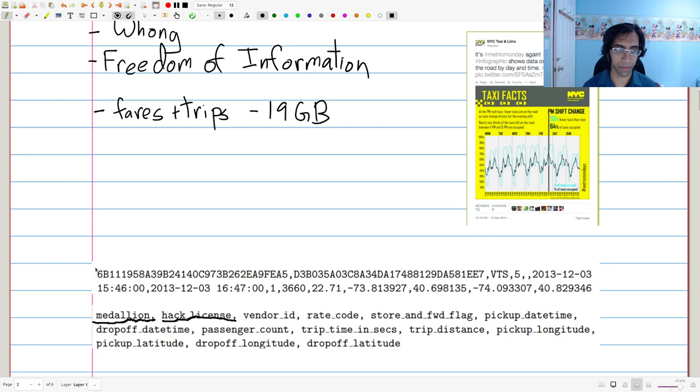In particular, you see this ID here, 6B111958A39, and so on. This seems to be somehow encrypted, maybe. It's obfuscated in some way. So it seems like, at least naively, just taking a glance, you can't really tell who this is because their medallion and their hack license is somehow obfuscated. This seems like it's okay at a glance, but let's dig a bit deeper.